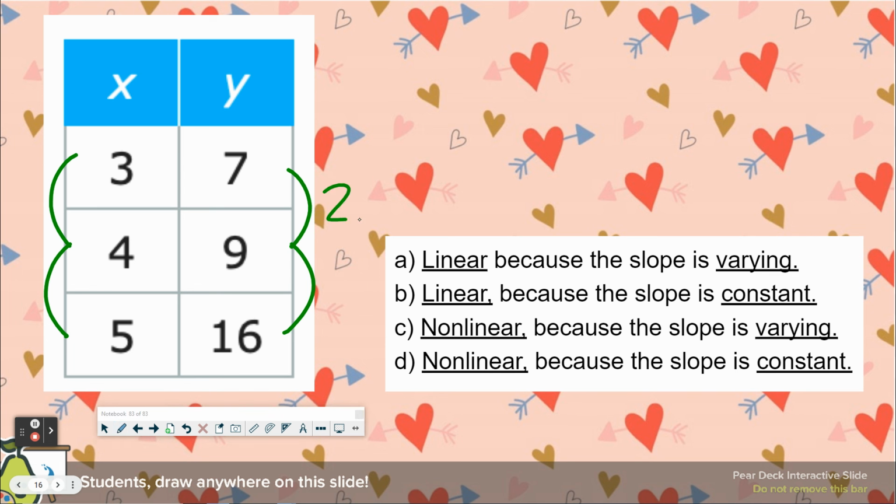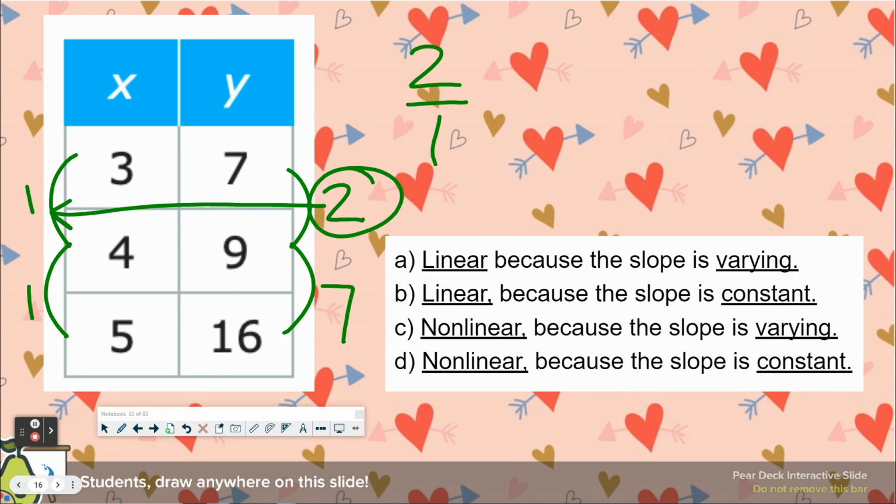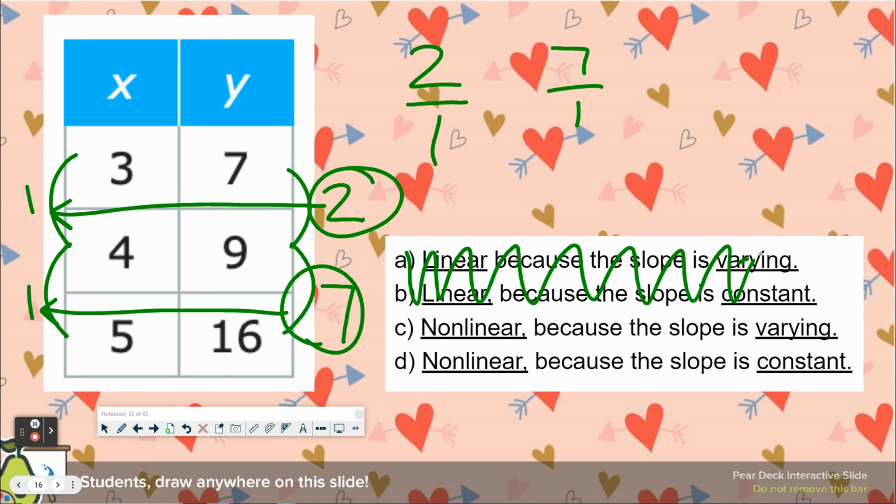Okay, from 7 to 9, you should have said 2. From 9 to 16, we should have said 7. Oh, I don't like that those aren't the same. 3 to 4 is 1. 4 to 5 is 1. We should have said 2 over 1 is my first slope, and 7 over 1 is my second slope. So those are different, which means it would not create a line if I graphed those. And what word belongs with nonlinear? C, varying.